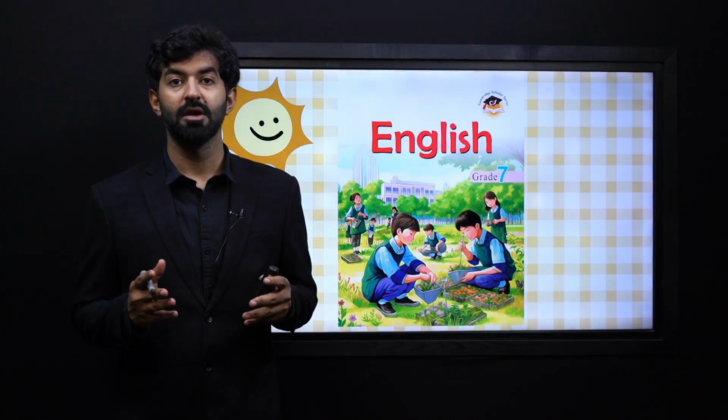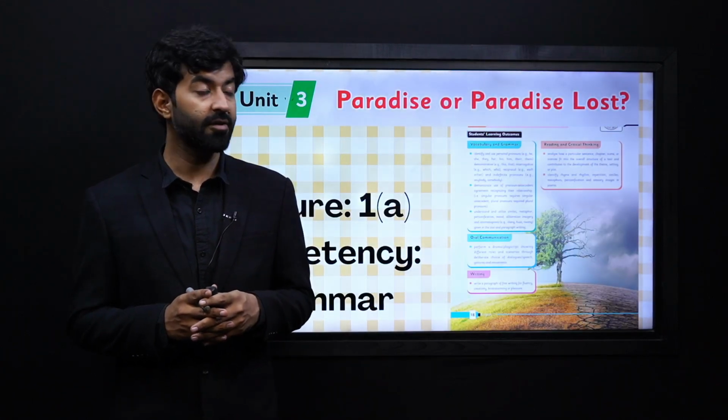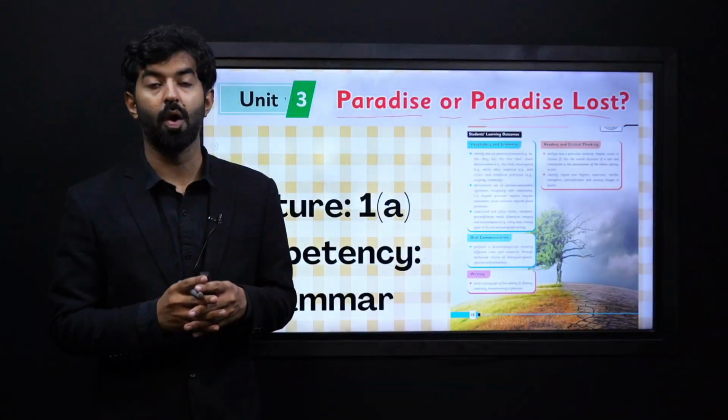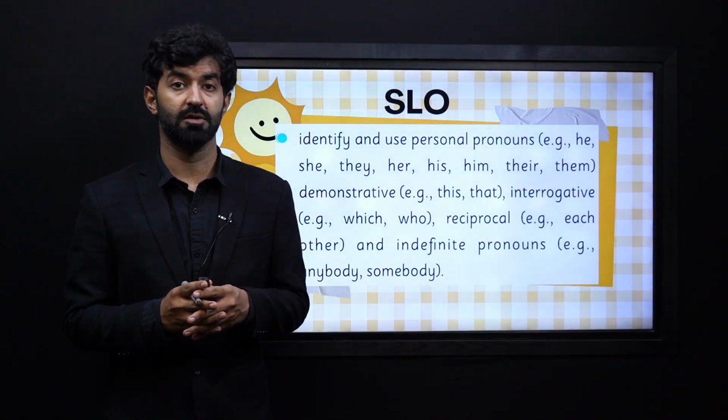My dear learners, we know that we are dealing with unit number 3 of grade 7 and the title is Paradise or Paradise Lost. This is our lecture number 1A with the competency of grammar. And now let's see what we are supposed to do in this competency.